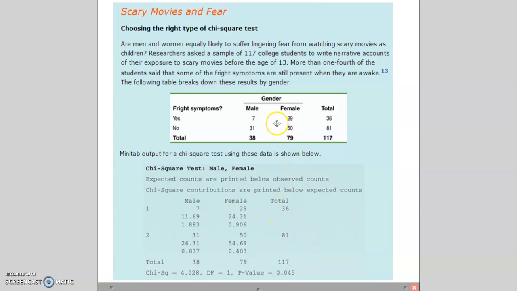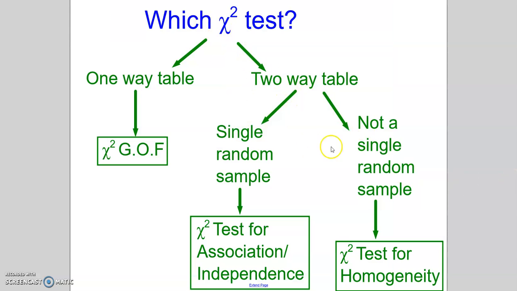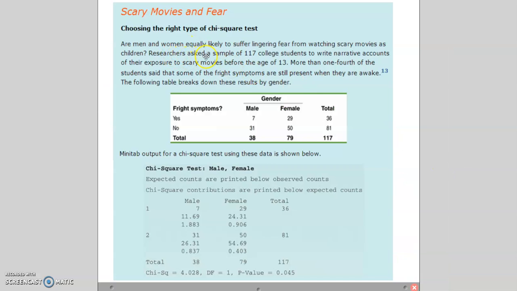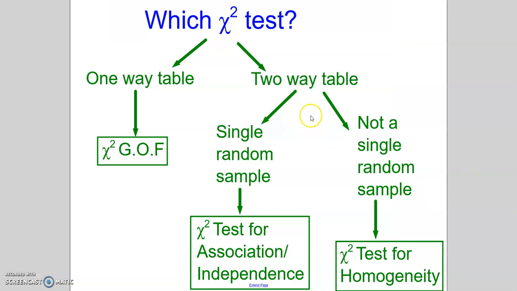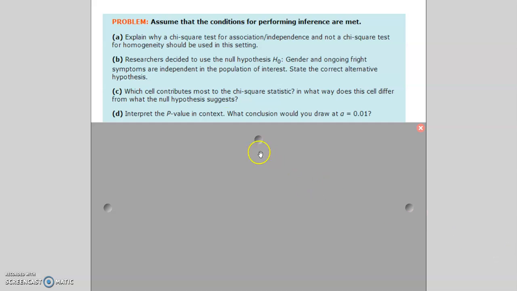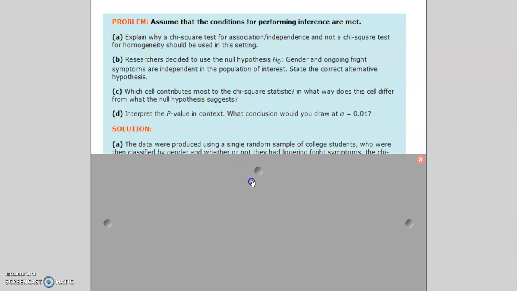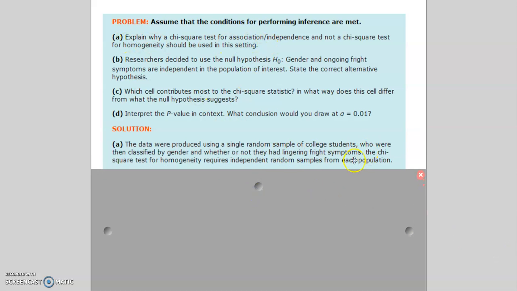Now, which type of chi-squared test should you use? So this is a two-way table. So we're right here. And then is it a single random sample or not? So it says asked a sample of 117 students. So it looks like this is a single random sample. So we're going to use a test for association independence. And that's the first question here, part A. So it was a single random sample, so we use the chi-squared test for association independence.